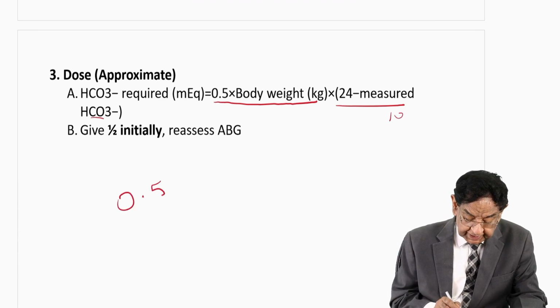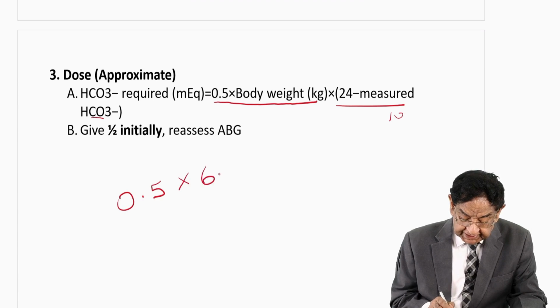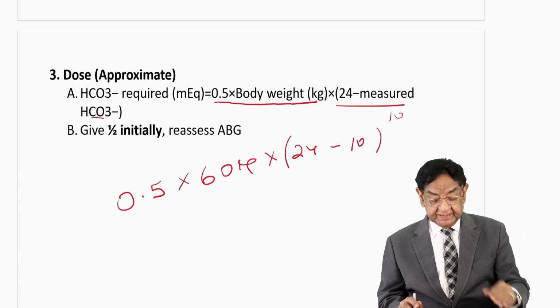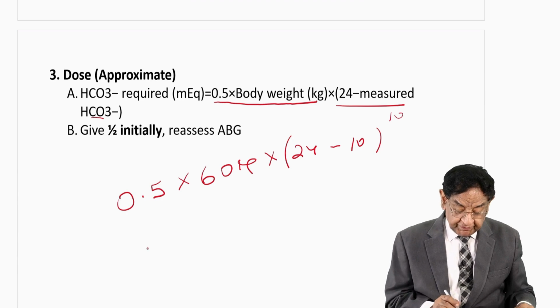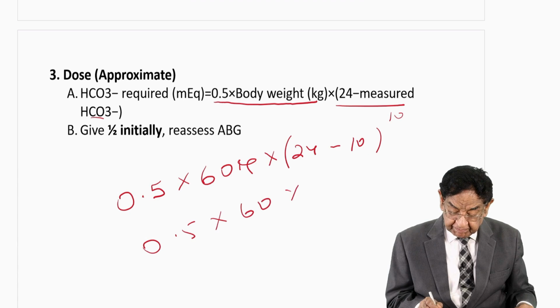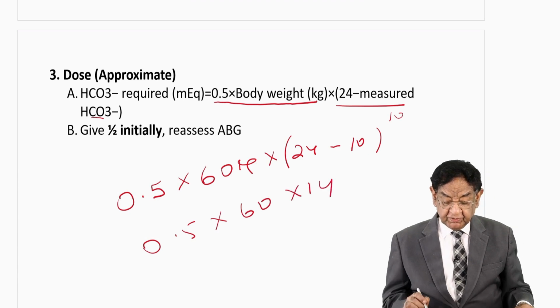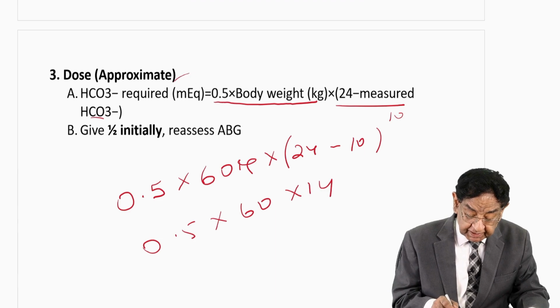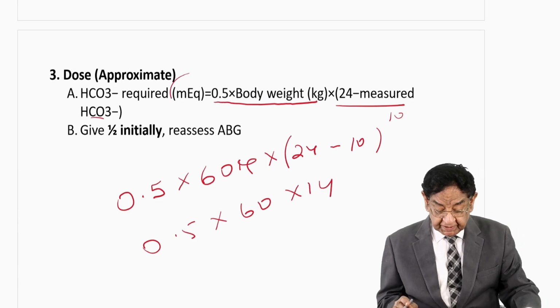0.5. Suppose the body weight is 60 kg. Multiply by 24 minus 10, where 10 is the bicarbonate which the patient has. So now it will be 0.5 multiplied by 60 multiplied by 14. This will be in milliequivalents, this much sodium bicarbonate is needed.